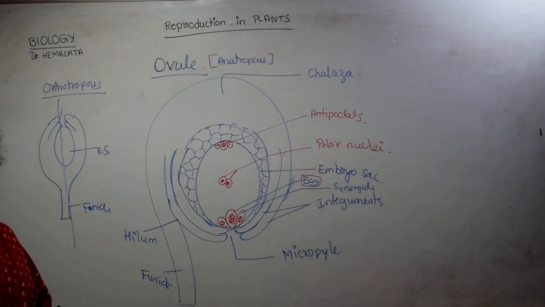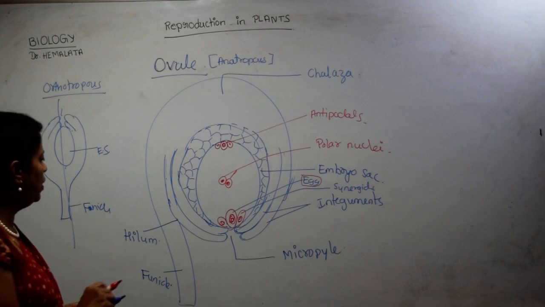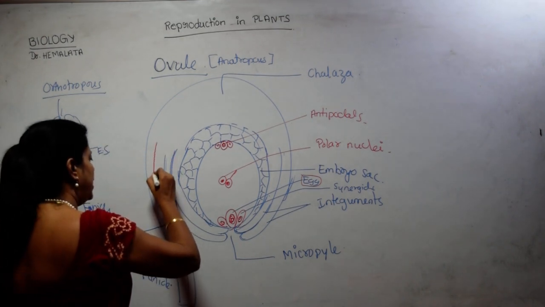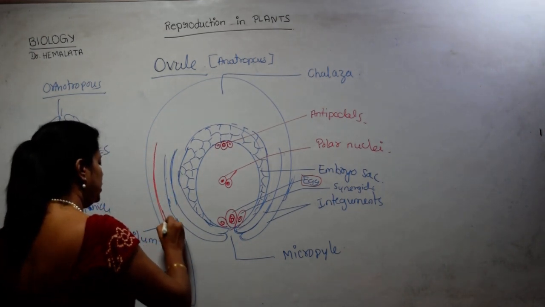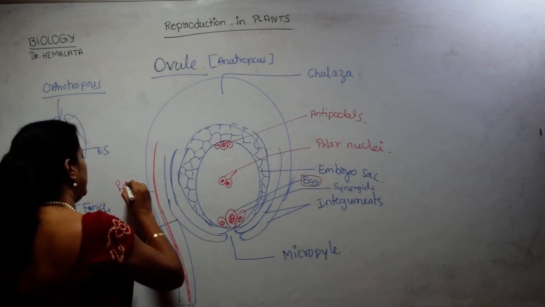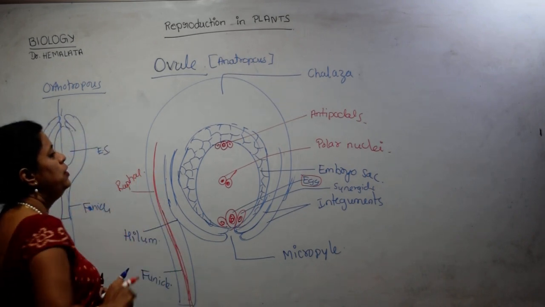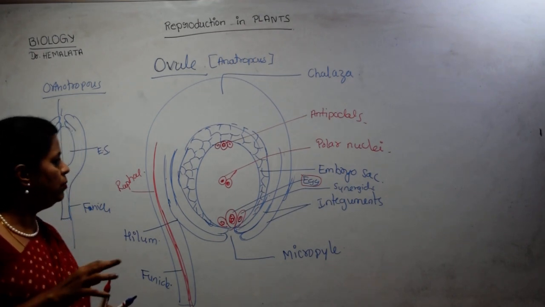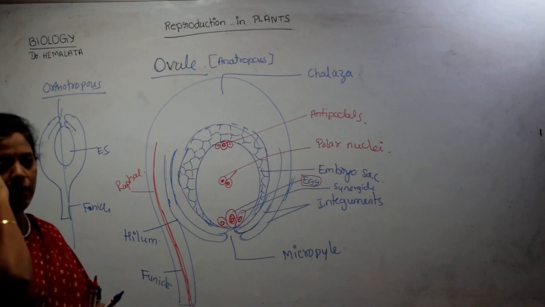So this question is a 5-mark question to you with a labeled sketch. Explain the structure of anatropous ovule. And one more thing, here you can get the xylem and phloem conducting tissue. We call this the raphe. Okay. So this is the total structure of the ovule, the anatropous ovule. You just have to mention all the parts and explain the parts of it.